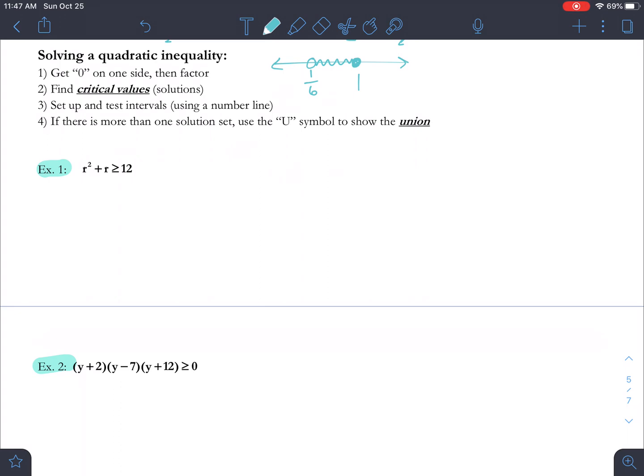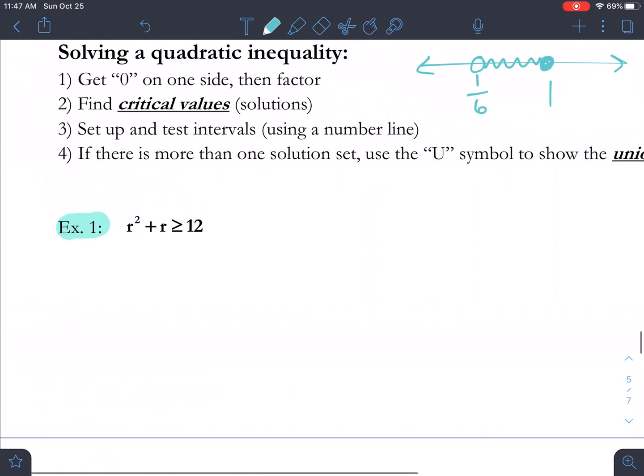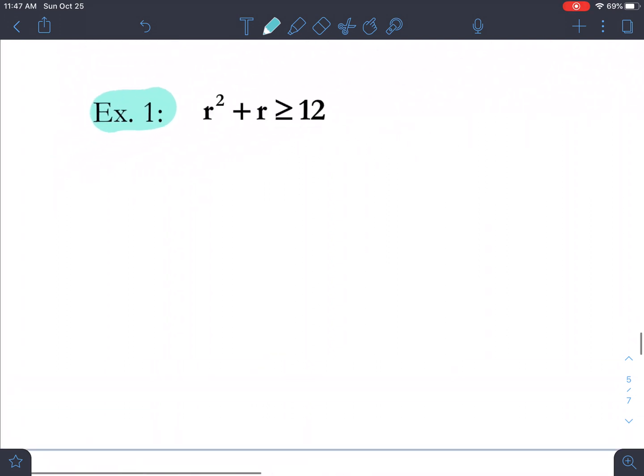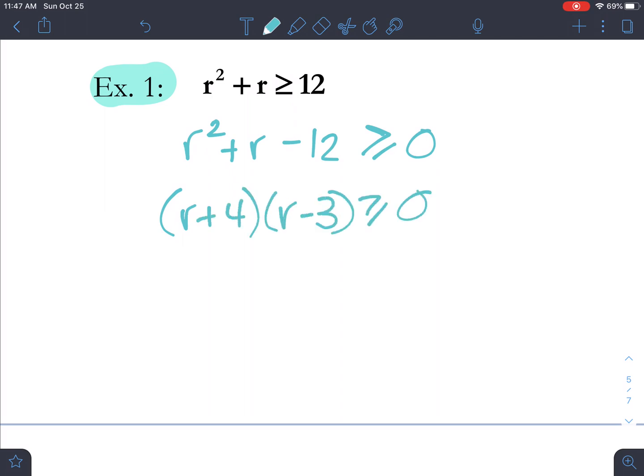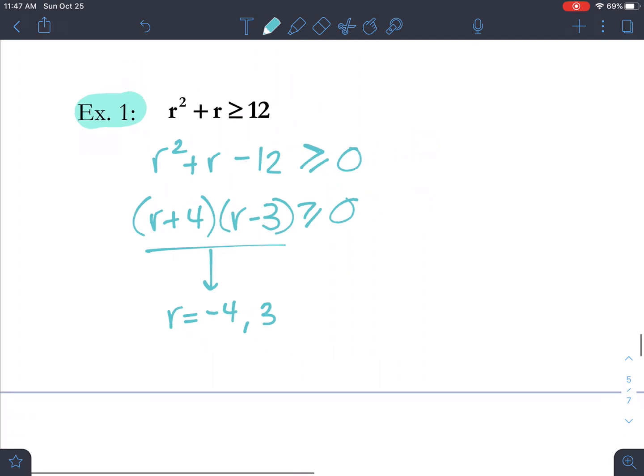The directions are right here. We're going to get 0 onto one side and factor. We're going to find the solutions, set up some testing intervals here. So let me show you what I mean. First direction was get it set to 0. I'm going to factor, that's the next direction. And you want to find the critical values. Critical values means when is this equal to 0? At -4 and +3. That's because if I set each of these parentheses to 0, those are the answers I would get, kind of like if you were solving by factoring.